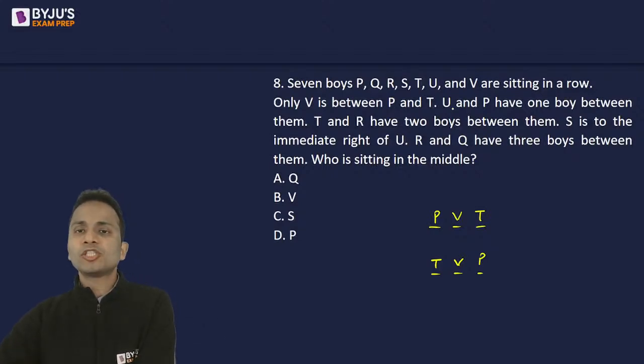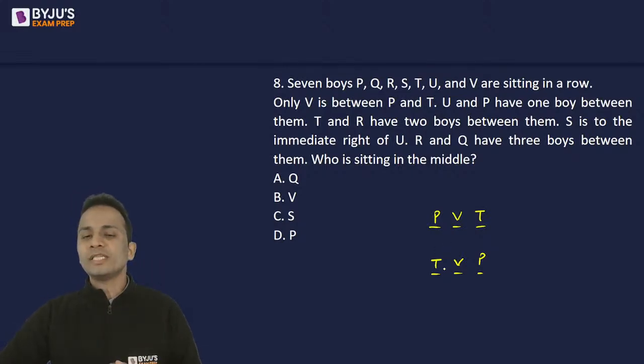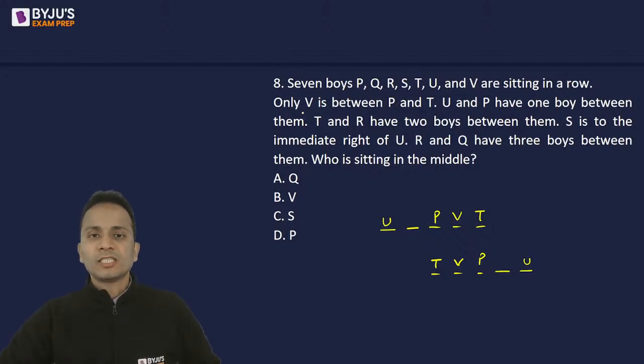Okay. Now next, U and P have only one boy between them. So I'll look at these two cases parallelly. So U and P have only one boy between them. So one boy and then U. So in the first case, U can only be on the left of P. In the second case, one boy and then U. Okay, right? Great. So up till this point, we are done.